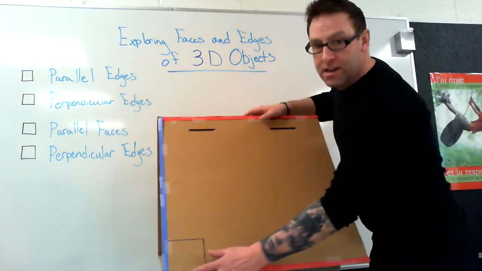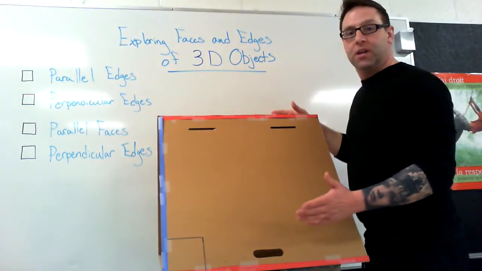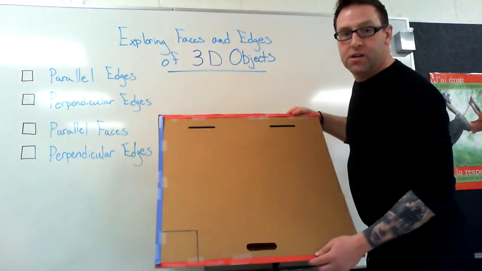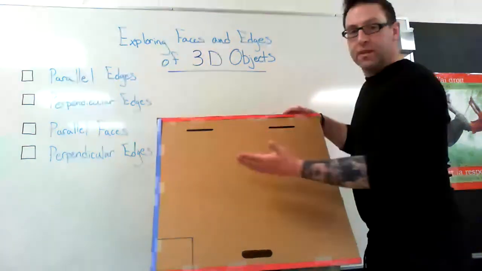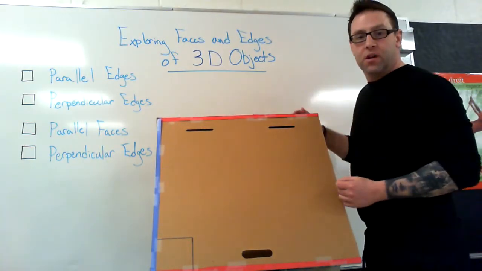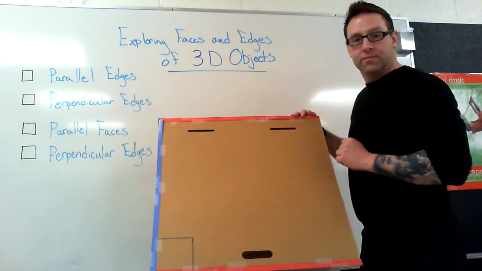Now, again, the red and the blue represent perpendicular edges. The square drawn down here shows you that we have a right angle. We, again, knowing this is a rectangle, know that there are three other examples of right angles and perpendicular edges.